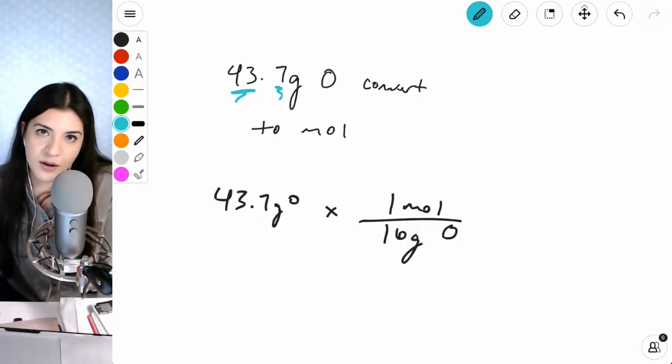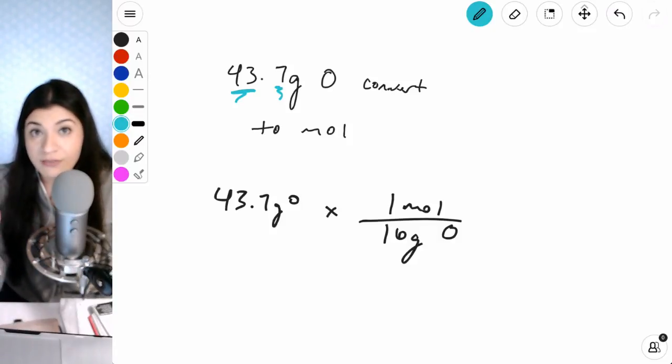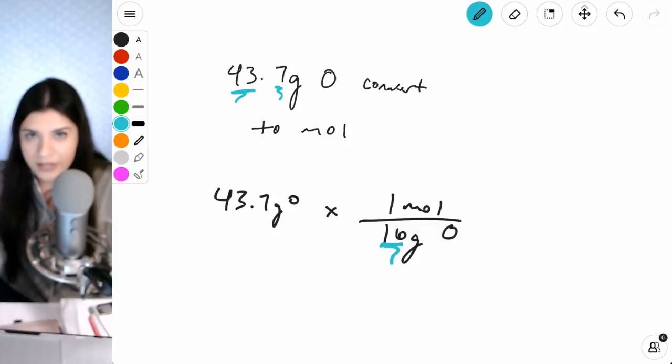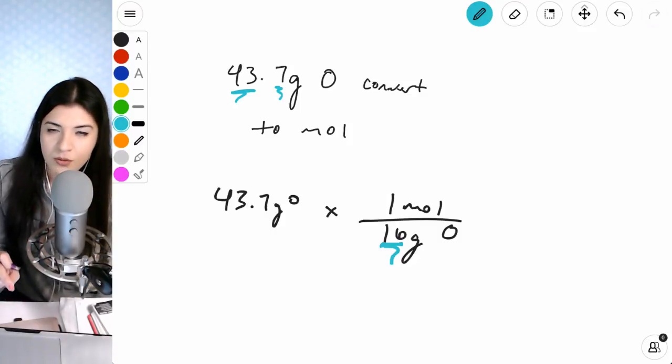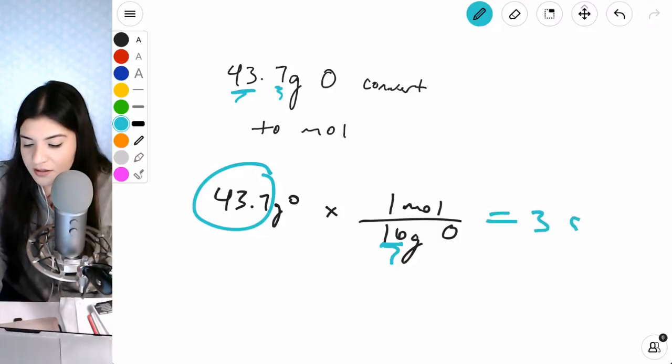You always want to round to the least amount of sig figs, and that's specifically with the values that you were given. So like this 16, I placed that there. I wasn't given that amount. So that's why I only look at, oh, there's going to be 3 sig figs, when I actually figure this problem out.